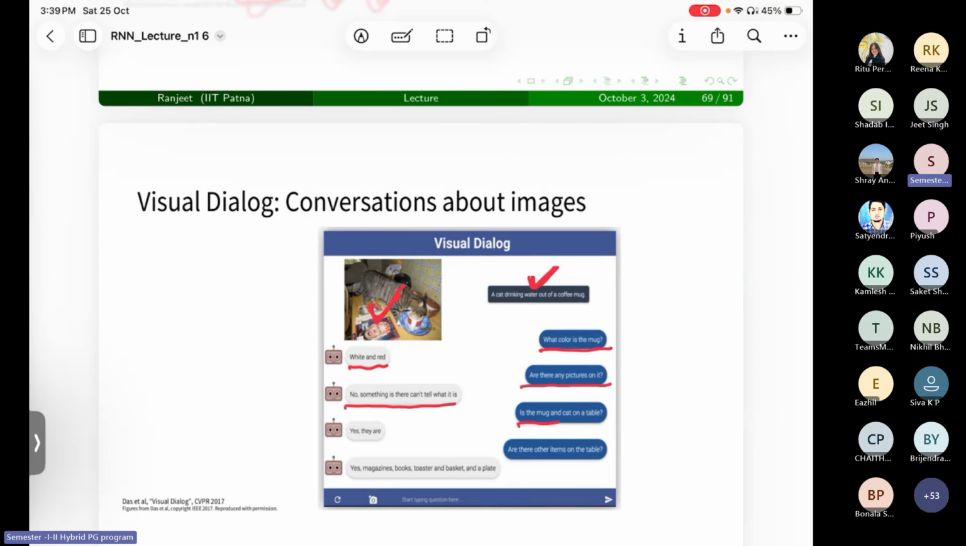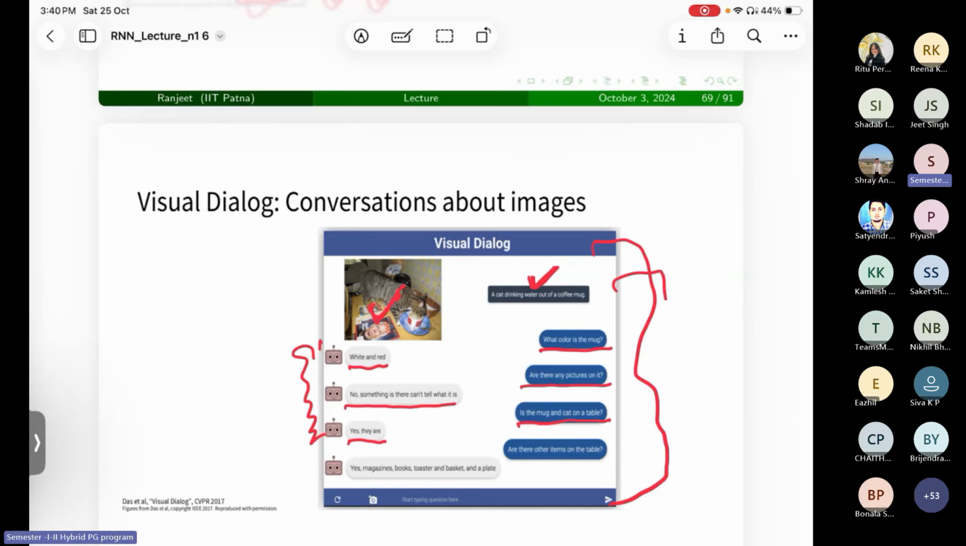Again, you're asking, is the mug and cat on a table? And your model is saying, yes, there are. Then you're asking, are there other items on the table? It says, yes, magazine, book, toaster. So it's an even more challenging problem, because here the model also needs to store the past information. Whatever you have asked, whatever answer you got, you are again asking a question from that answer. So your model needs to understand the context. That's why this is even more challenging.